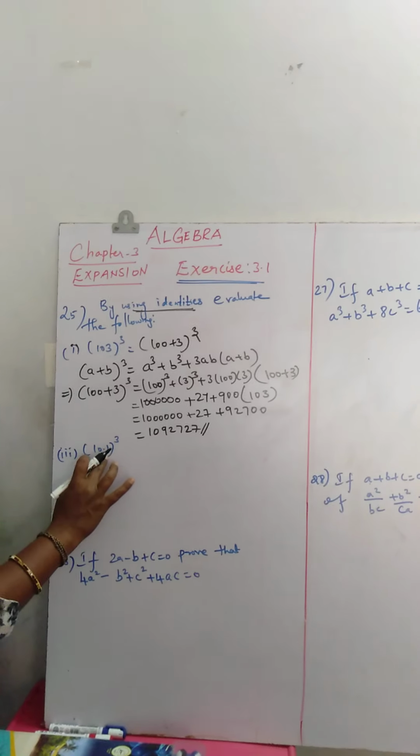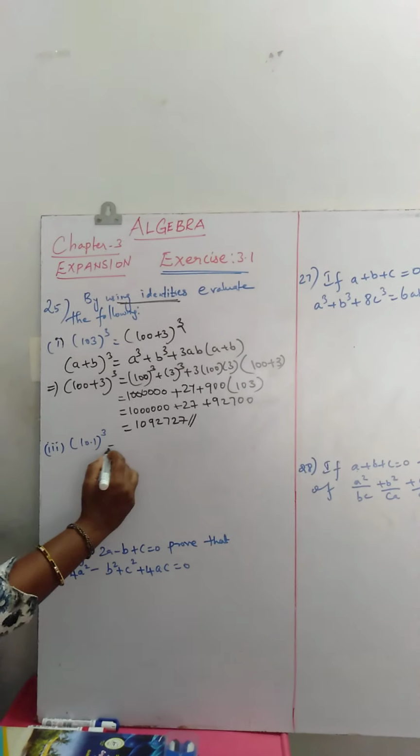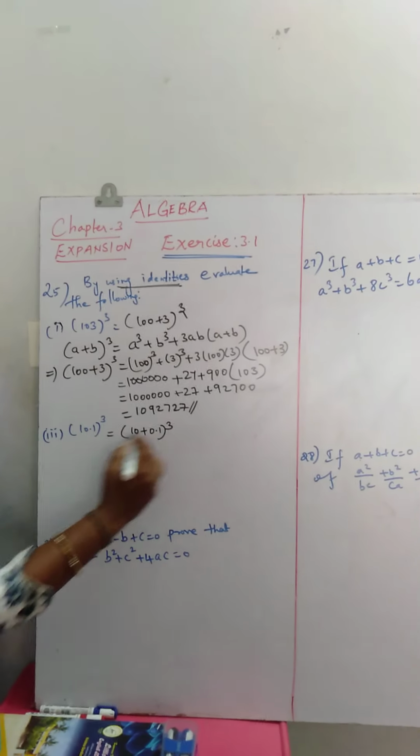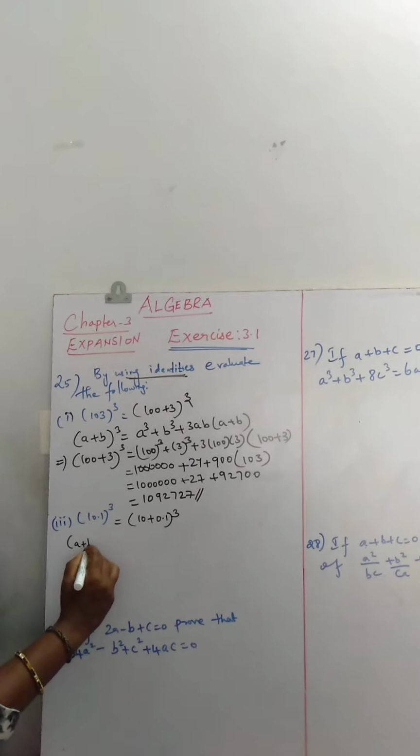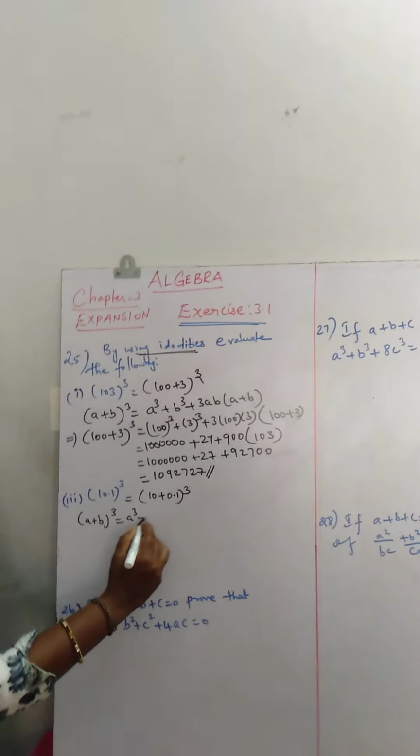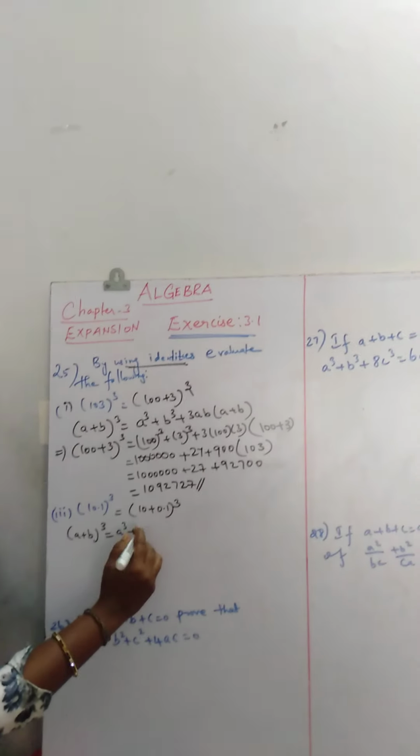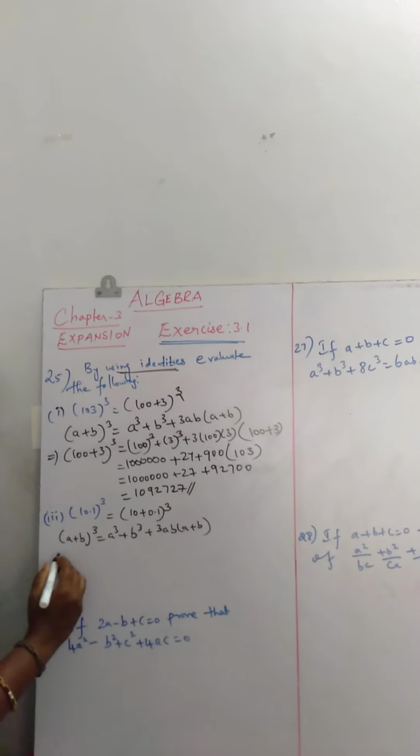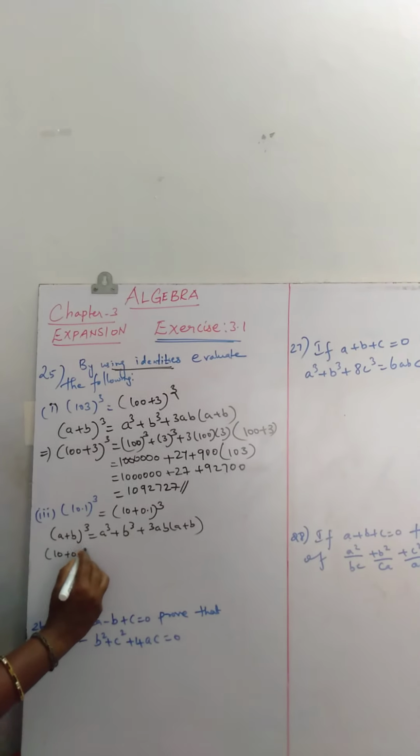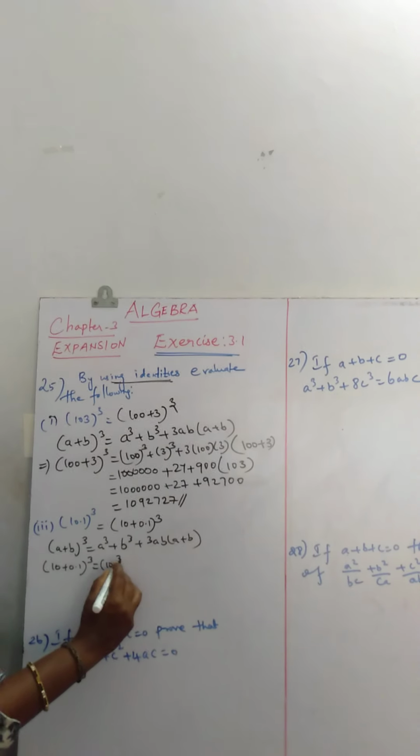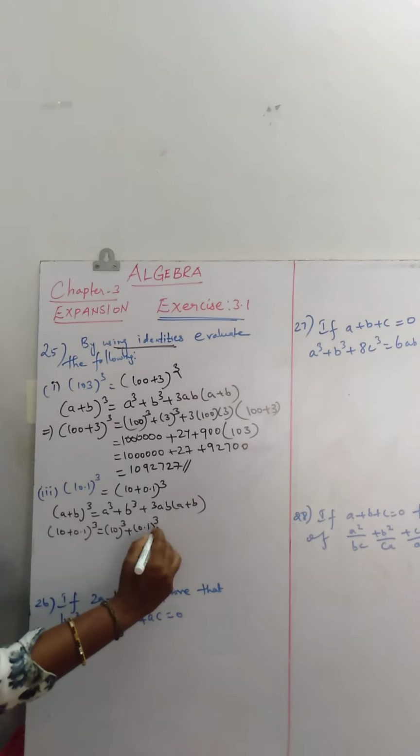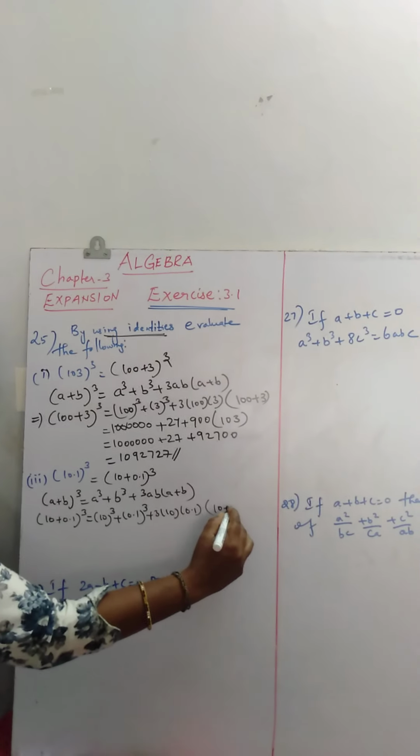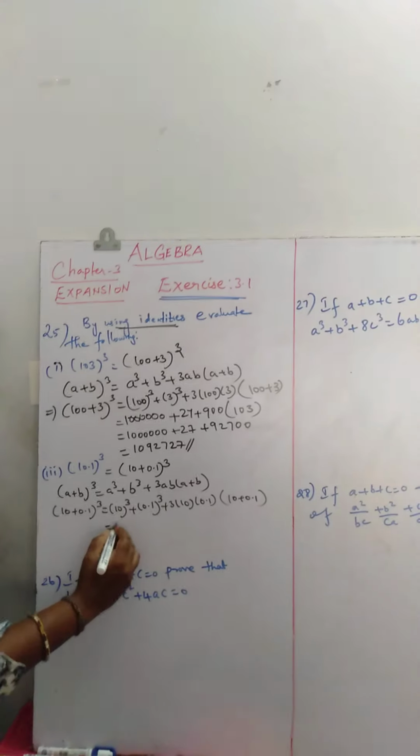Third one, 10.1 the whole power 3. And this can be written by using the identity, that is (10 + 0.1) the whole power 3. So using the same identity, (a + b) the whole cube equal to a cube plus b cube plus 3ab into (a + b), we are going to solve this one. (10 + 0.1) the whole cube is equal to 10 cube plus 0.1 cube plus 3 into 10 into 0.1 into (10 + 0.1), which is equal to 10 cube.